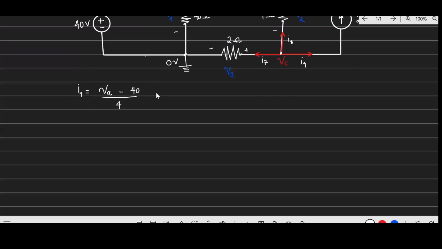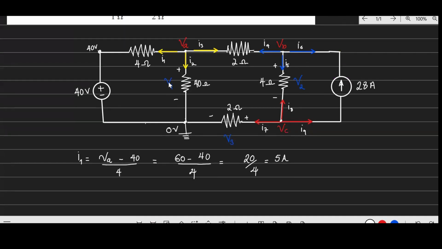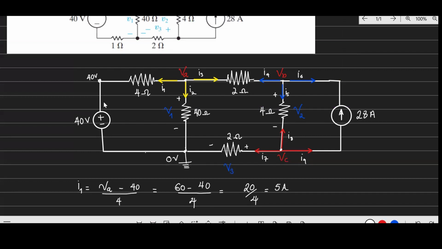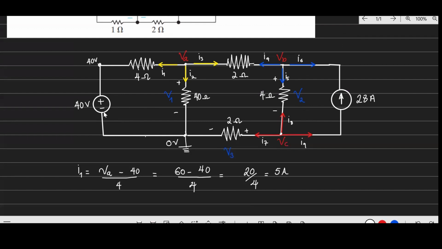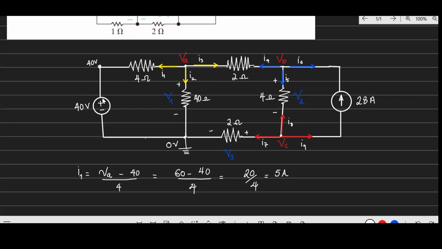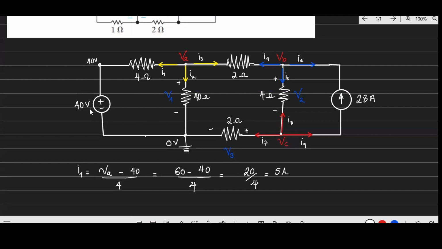So I1 will be equal to 60 minus 40 divided by 4. 60 minus 40 is 20, divided by 4, so 5 amps current through that branch in that direction, because we are getting a positive value. It means the current is actually moving in that direction, entering this source. So this voltage source is absorbing the current. It's absorbing power, in short.